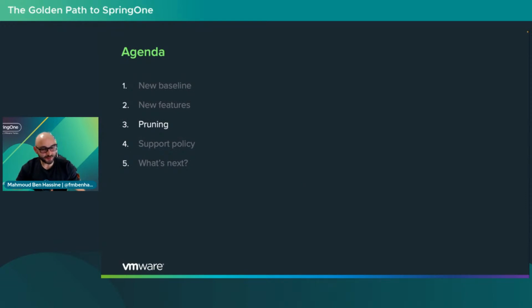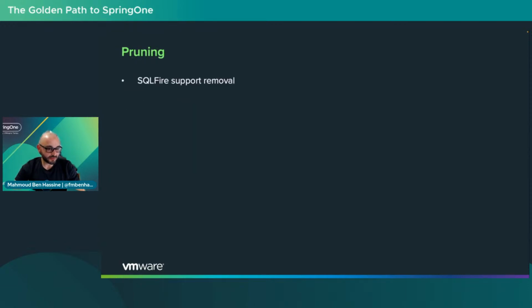Now I will talk about what we have removed in this release. So the first thing we removed is the support for SQL Fire. SQL Fire was deprecated, I think, in 2014, almost 10 years ago. So yeah, we removed the support for SQL Fire in Spring Batch 5. We also removed Gemfire support. We had an item reader for Gemfire. The issue here is that the reader was based on Spring Data Gemfire, which is not supported anymore. So we had to remove it in Spring Batch 5.